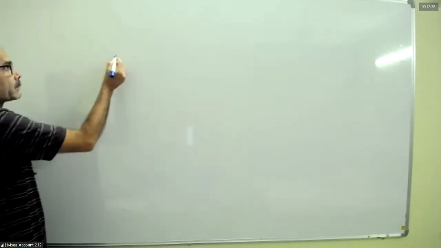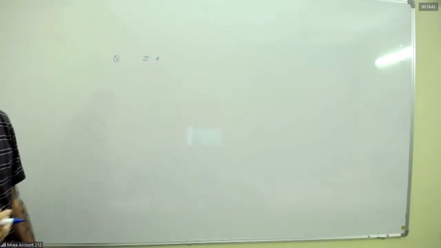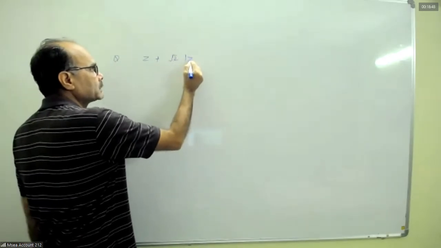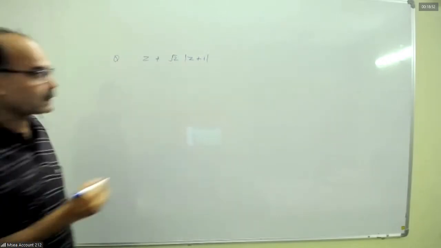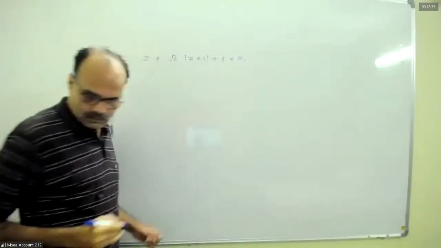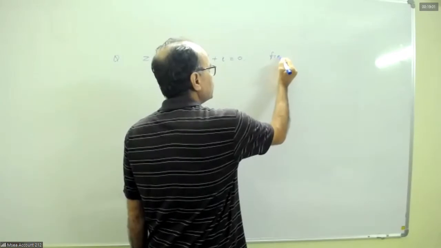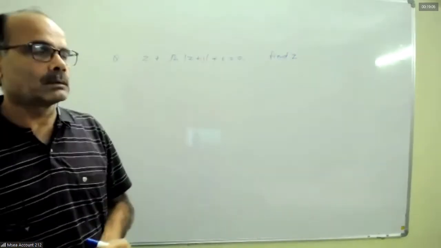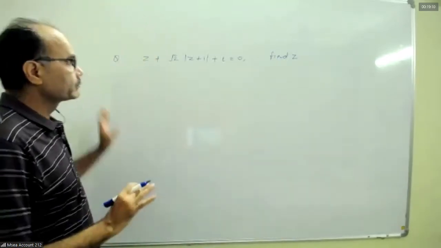The equation is z plus root 2 times of mod z plus 1 plus i equals 0. Find z. See, if you put z equal to x plus iy, you will get the answer. But I am doing it in a different way, the same method.